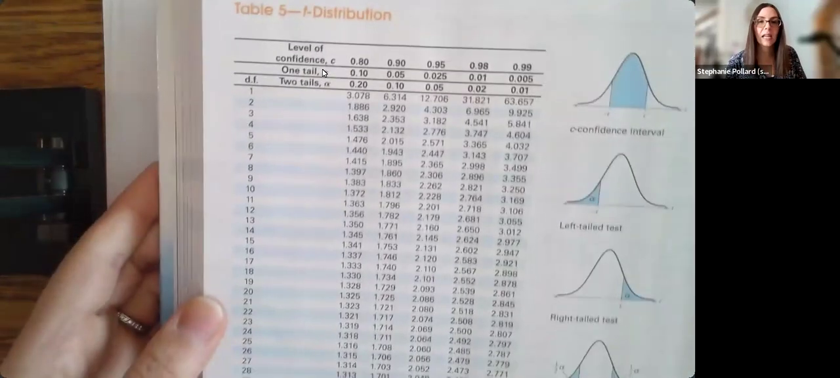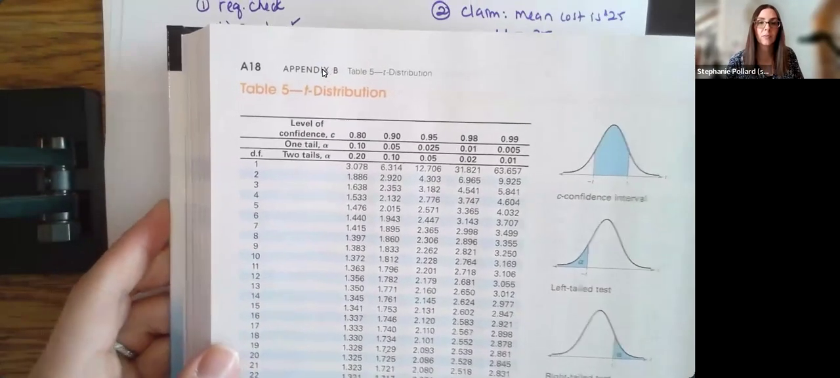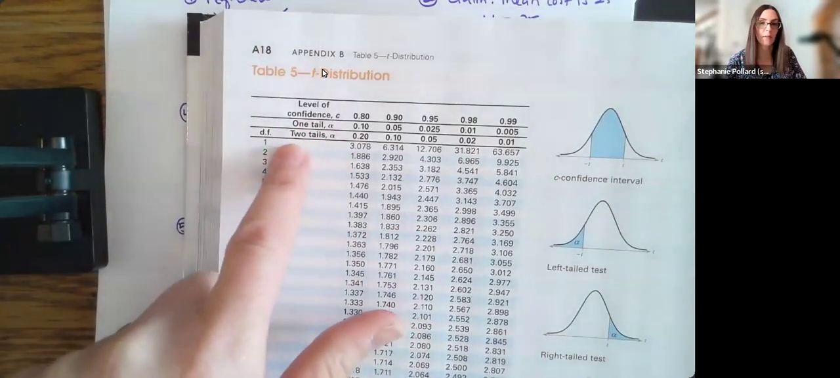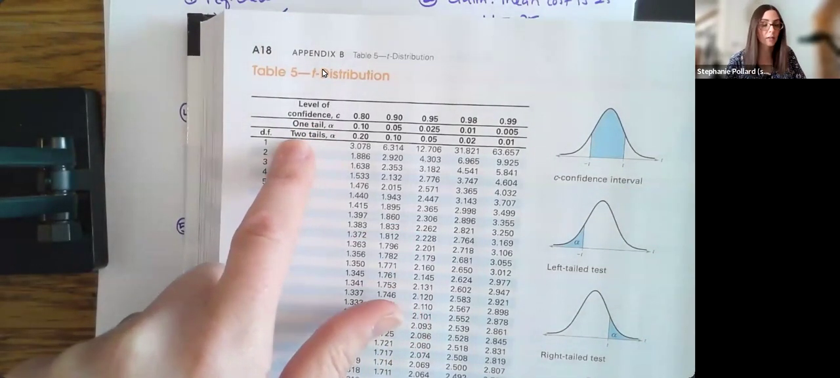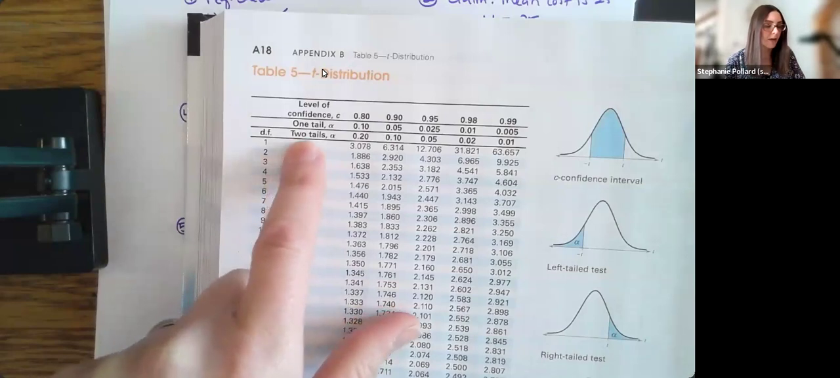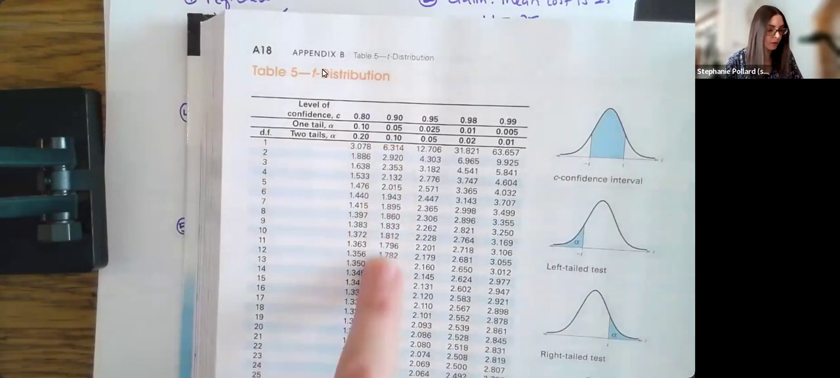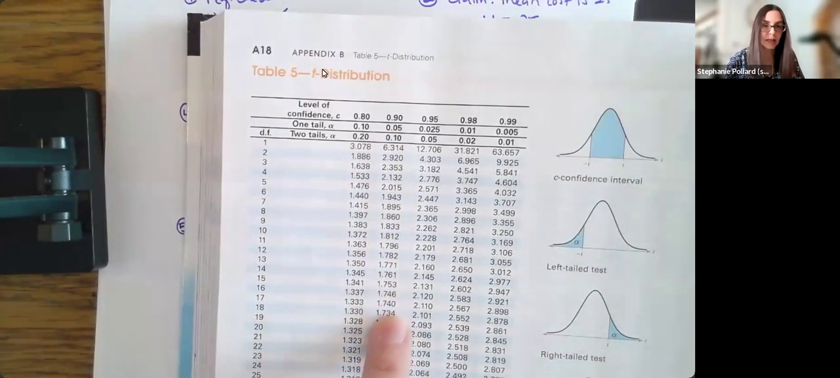All right, so here's that table 5 in your text. It's your t-distribution table. Again, because I have a two-tailed test, I'm looking at the row that says 2. And I'm looking for the value of 0.10 because that is my alpha. And then I'm going to go down till 17. So for me, let's see, it's about right here at that 1.740.